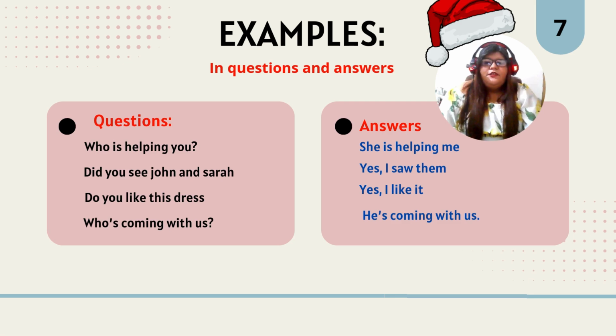Then we have here more examples in questions and answers. Question: who is helping you? And the answer: she is helping me. Did you see John and Sarah? Yes, I saw them. Why did I use them? Because I'm talking about two people and I am not including them, right? Then we have, do you like this dress? Yes, I like it. Why did I use it? Because I'm talking about a noun, right? So it is accurate for this sentence. Who's coming with us? He's coming with us.